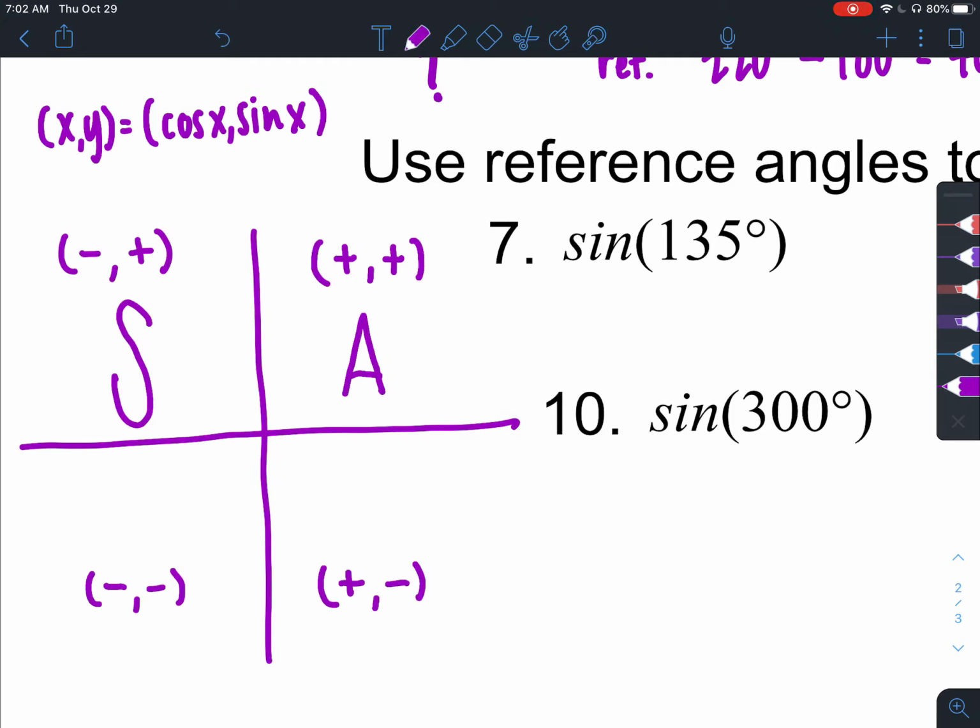Next up, we have our third quadrant. Everything's negative, but tangent is sine over cosine, so tangent is positive. And then finally, in our fourth quadrant, cosine is positive. And so because sine is positive, then cosecant is positive. Because tangent is positive, cotangent is positive, and because cosine is positive, secant is positive.